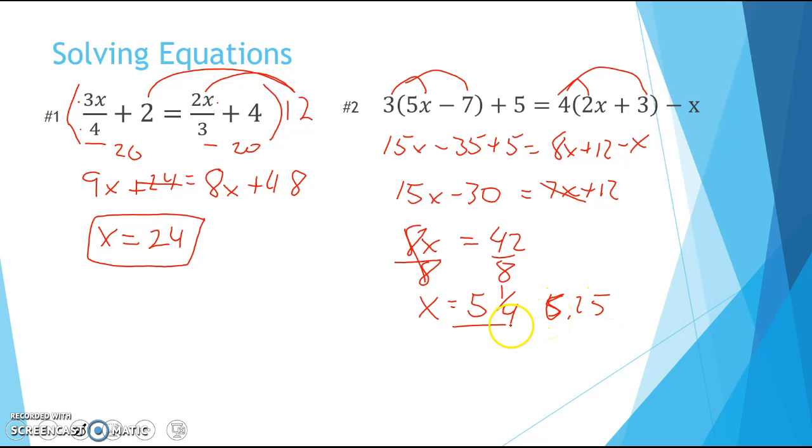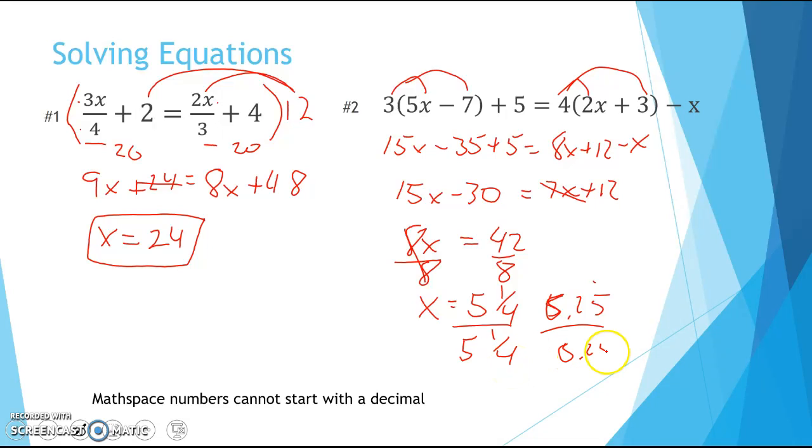On our homework assignment today, we're going to be using a program called MathSpace. And one of the things that I want you to know when you use MathSpace is that a number cannot start with a decimal. So for example, if we had an answer like this, we can write it as 5 1/4, or we can write it as 5.25. I believe we can even write it as a mixed or as an improper fraction. We can write it as 42 over 8.